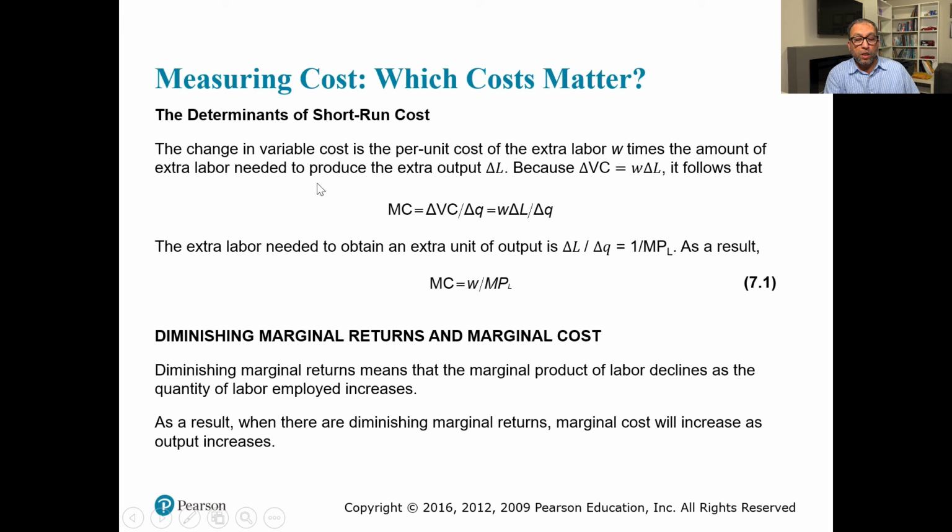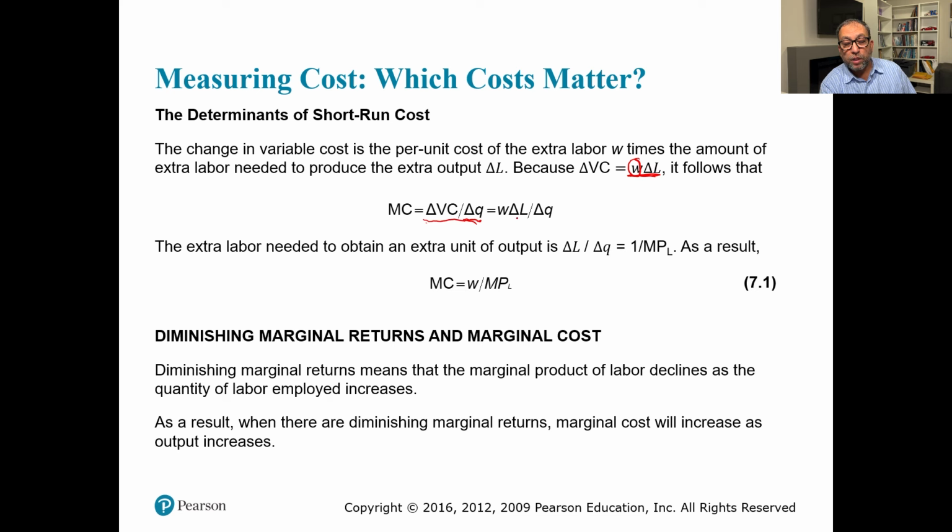The change in variable cost is the per unit cost of extra labor, W, times the amount of extra labor needed to produce the extra output, delta L. So the change in variable cost is W, the wage rate, times delta L. Basically, we are assuming that to produce one extra unit we only need labor. How much that costs us is found by multiplying the wage rate W by delta L, the change in labor. So we use the formula: change in variable cost divided by change in quantity.